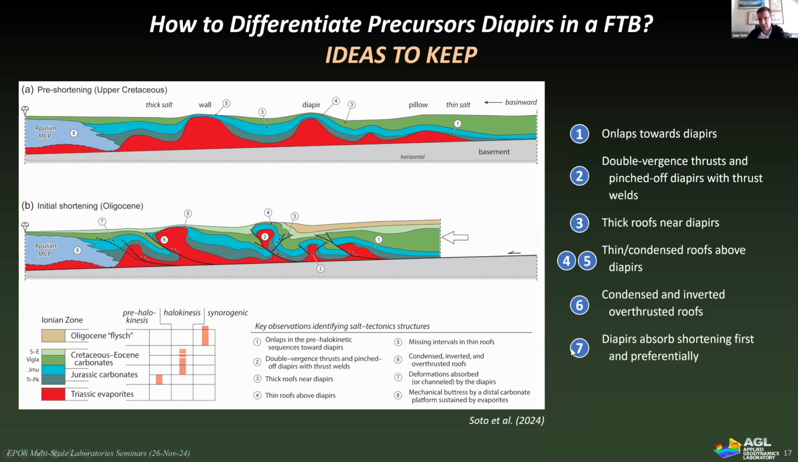And finally, it's important not to forget that the diapirs are the first to absorb shortening, and they are also controlling the final geometry of the thrust. So to really interpret the evolution of a fold and thrust belt, we need to reconstruct the occurrence of previous diapirs.